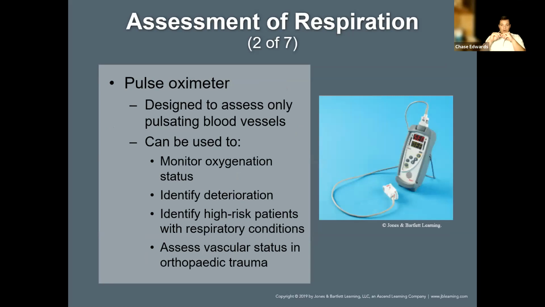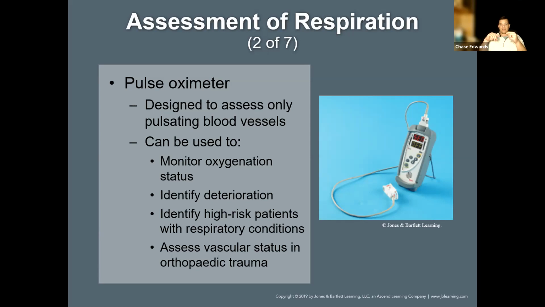To ensure that the instrument is measuring arterial blood and not venous oxygen saturation, pulse oximeters are designed to assess only pulsating blood vessels. Functionality can be checked by comparing the pulse reading with the measurement obtained by palpation.